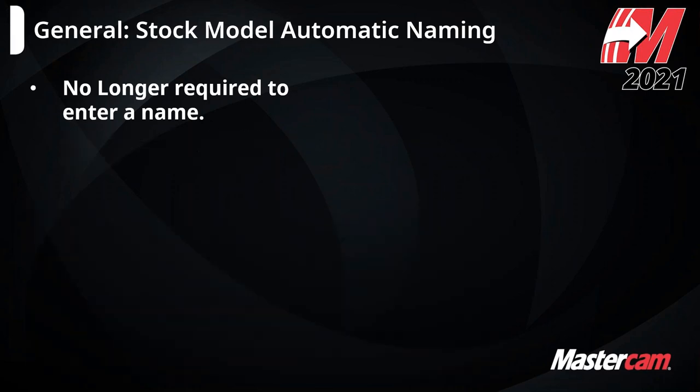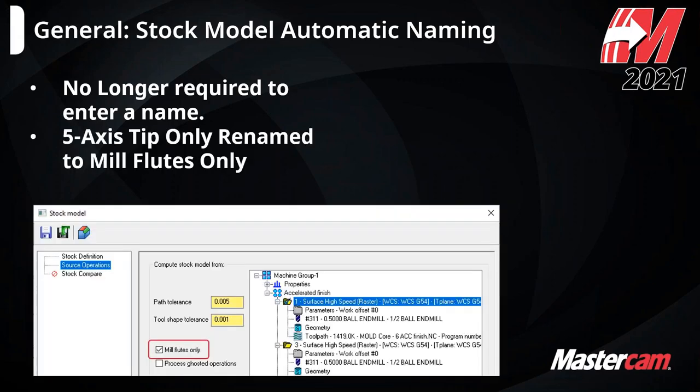It will just auto-populate a digit, the number one, and then increment from there. And then you can always change it. Or if you have the same name, the next stock model will add an underscore one to that, and underscore two and so forth. We also renamed on the source operation page the five-axis tip only to mill flutes only, just so it makes a little more sense to users.